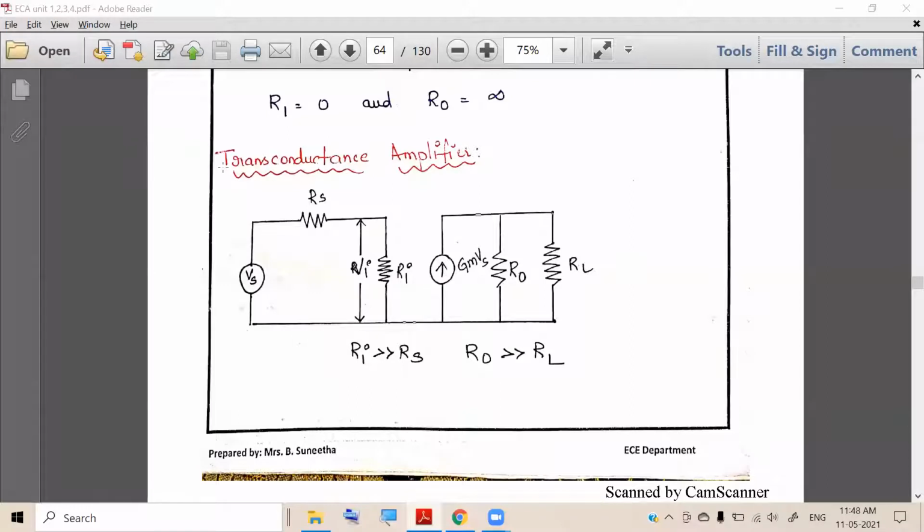Transconductance amplifier. Conductance is current by voltage. So for a transconductance amplifier, output will be current, and input will be voltage.